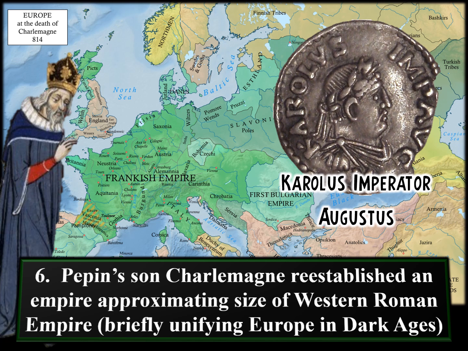Here is Carolus Imperator Augustus. That basically is Charlemagne Imperator, meaning he is the emperor, of course, the august one, recognizing him as a unifying force in Western Europe once again, 250 years or so after the fall of Rome. Actually, more like 350 years after the fall of Rome.